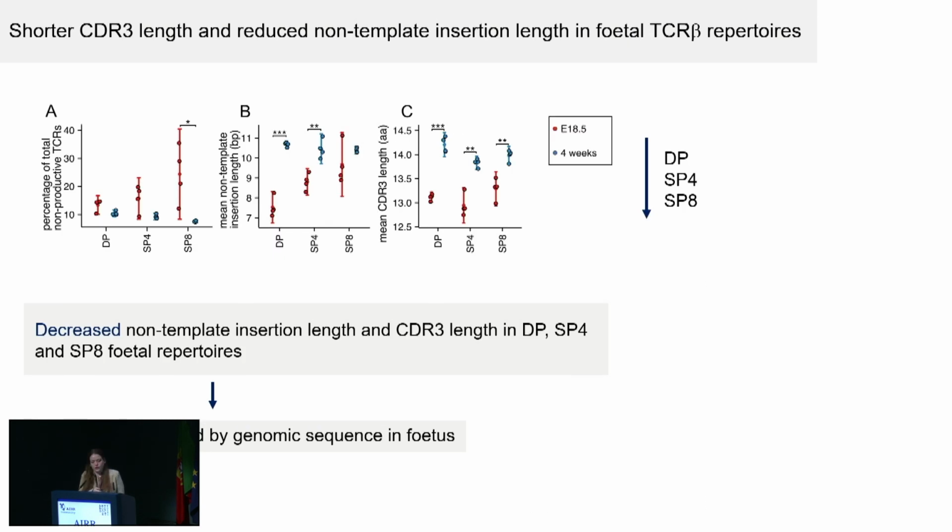And then to confirm what we already thought, we looked at the CDR3 length and compared the CDR3 length of the young adult and the fetus. As we expected, in all the populations, the fetus had a shorter mean CDR3 length and also a shorter mean non-template insertion length. So this is, again, confirming that TdT is adding those extra nucleotides and that the fetus is more closely encoded by the genomic sequence.